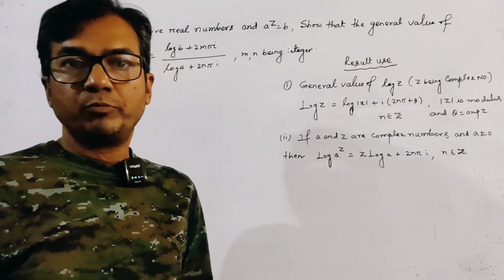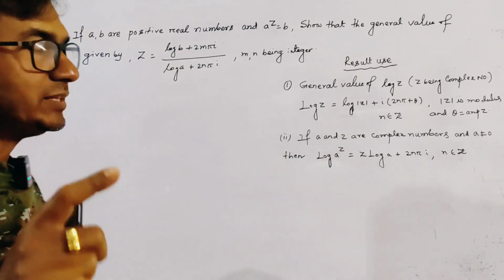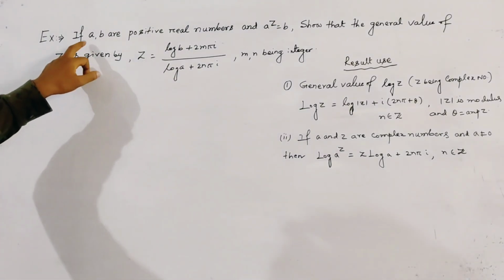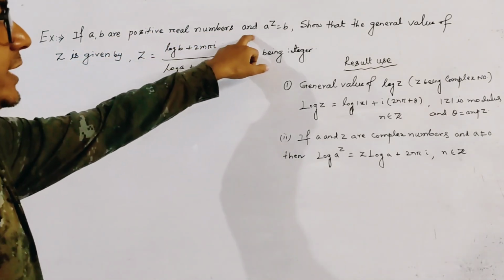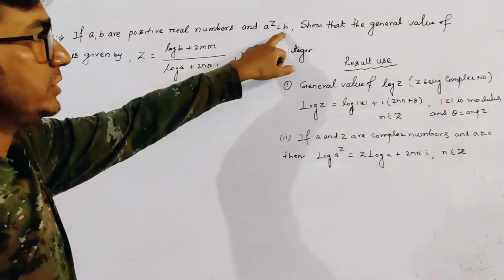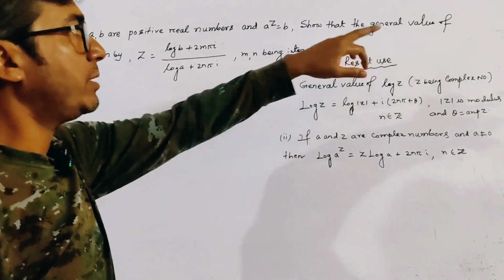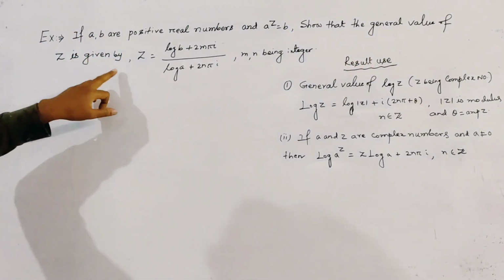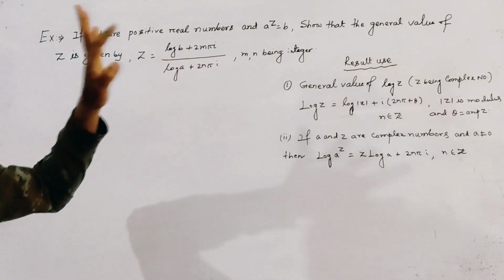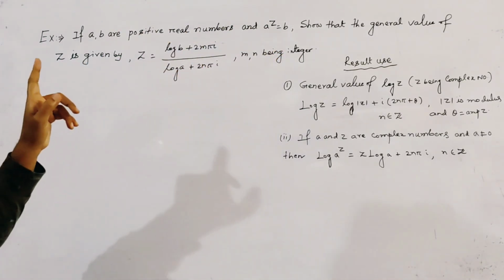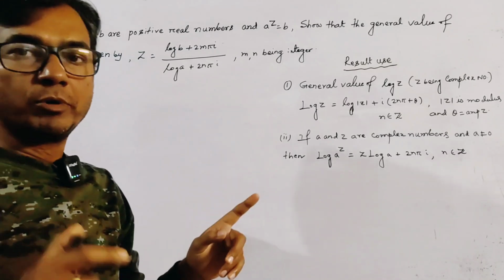This problem is from complex numbers. The problem is: if a and b are positive real numbers and a to the power z is equal to b, then the general value of z is given by this expression, where m and n are both integers. Here we use two important results of complex numbers.